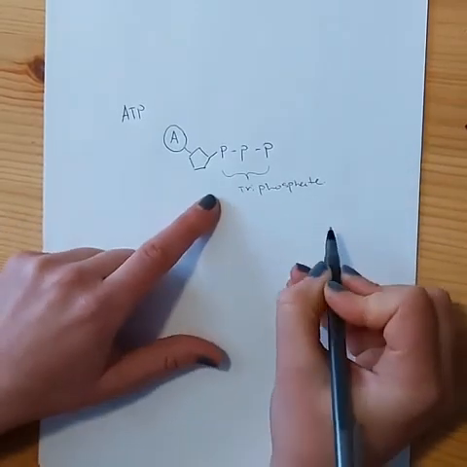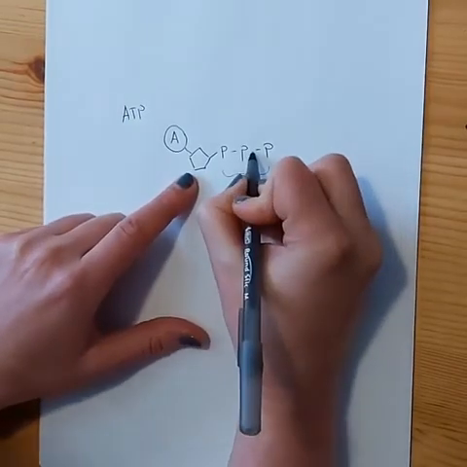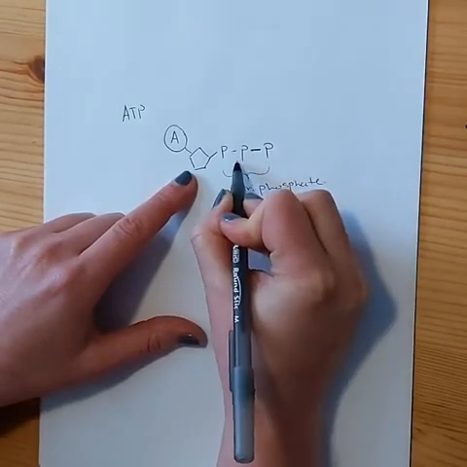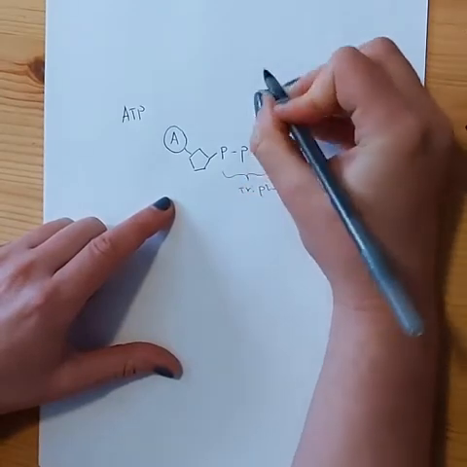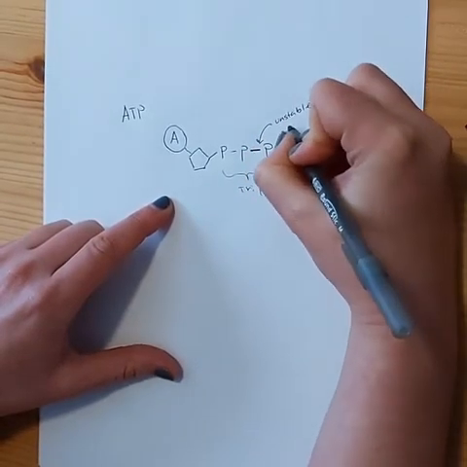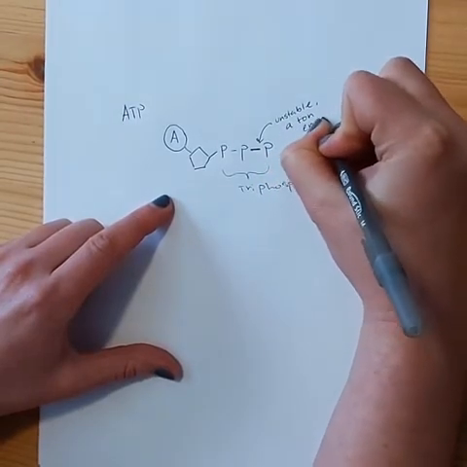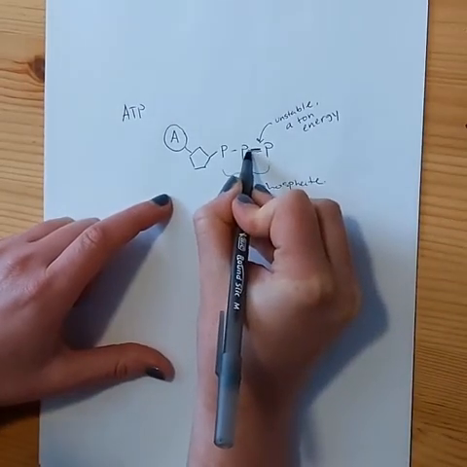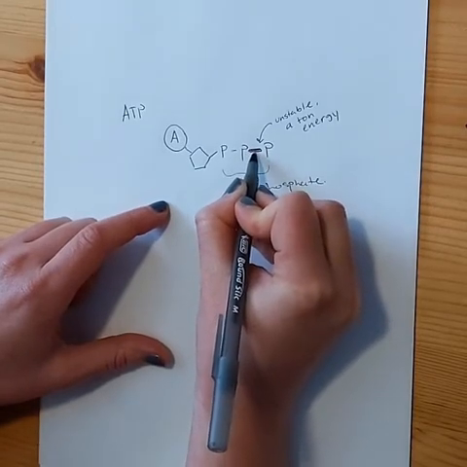So there's really cool things about this molecule. 1, I love that it has a sugar in it, that's just fun. And 2, this molecule has a weird bond right here between the 2nd and the 3rd phosphate. This bond here is unstable, but it has a ton of energy stored in that bond right there. So when we use ATP for cellular energy, we're going to use it from that bond.